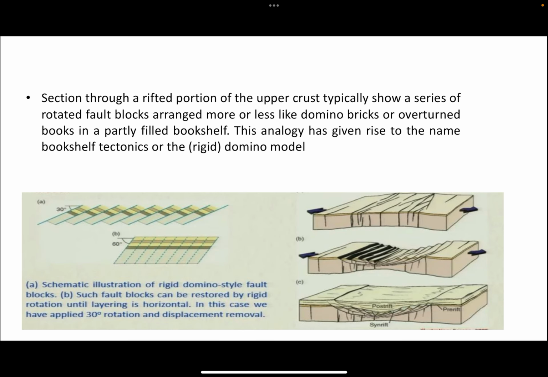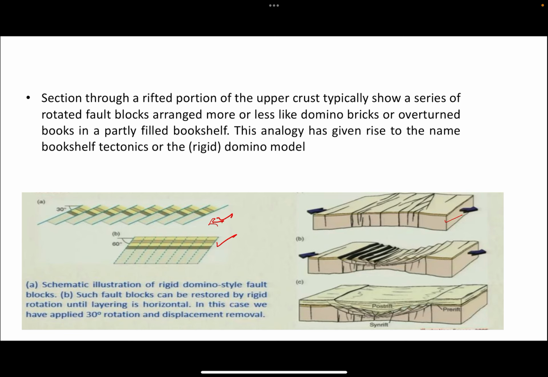Then there is the domino model. The domino model is a very interesting feature of normal faults. It is the domino model, in which kids play, even adults also play. So remember, a little block like this, a little block like this. We align them in a different way, and then you push it and it slides like this. Push it and slide like this. So this section shows a rotated version of the upper crust, a series of rotated fault blocks having normal faults, arranged more or less like dominos or overturned books.